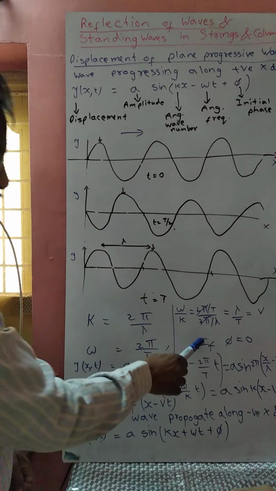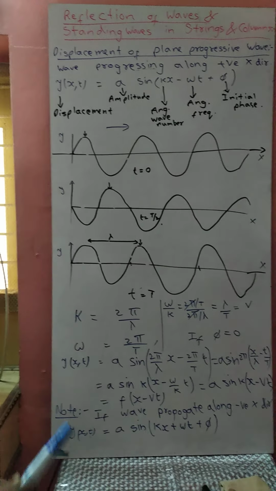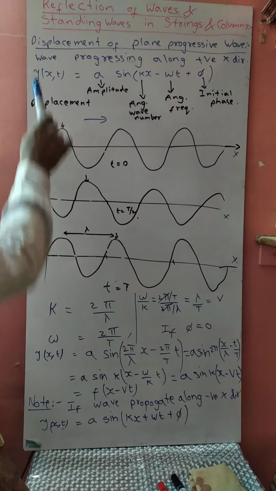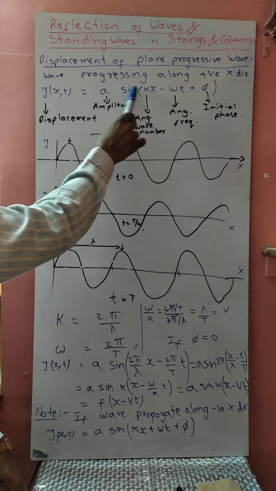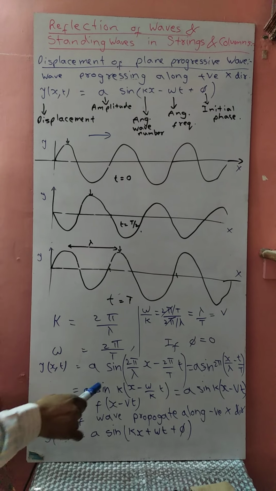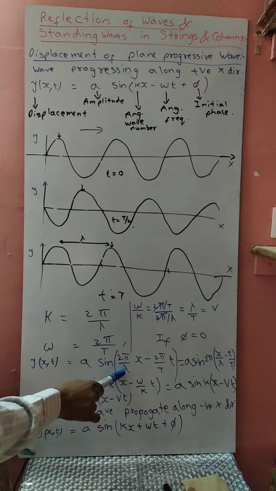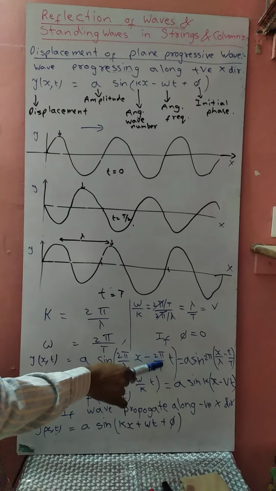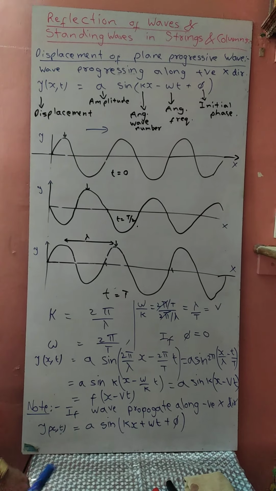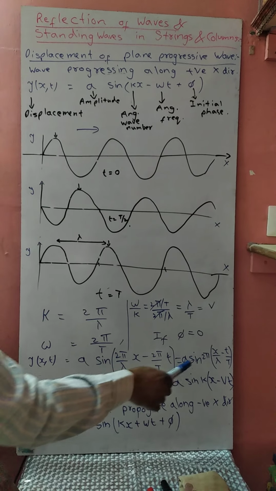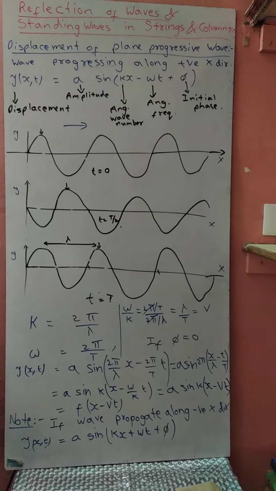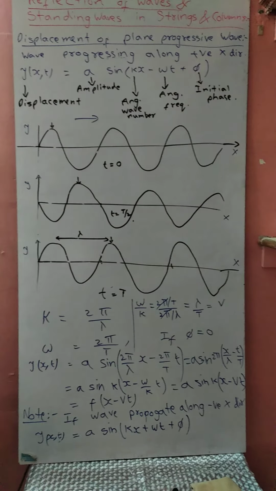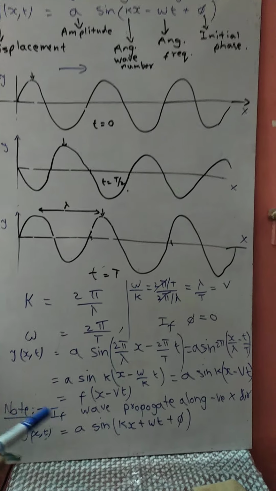And if you take initial phase phi equals 0, then the same equation becomes y(x, t) equals A sin(kx minus omega t). And in place of k, if you substitute 2 pi by lambda, and in place of omega you substitute 2 pi by capital T, and if you take 2 pi common, then the equation becomes y equals A sin 2 pi (x by lambda minus small t by capital T).